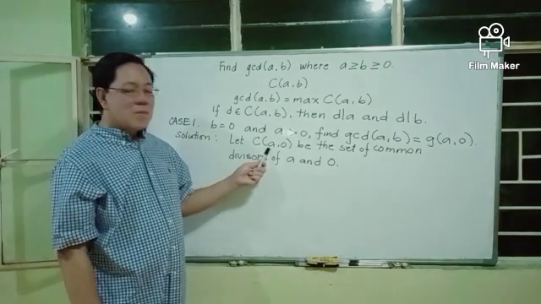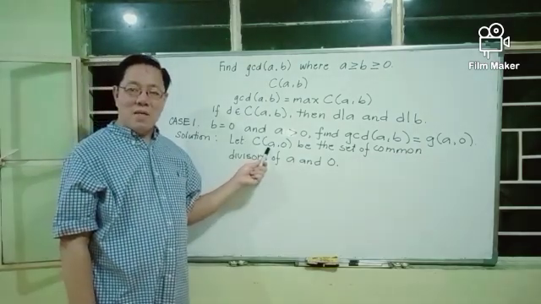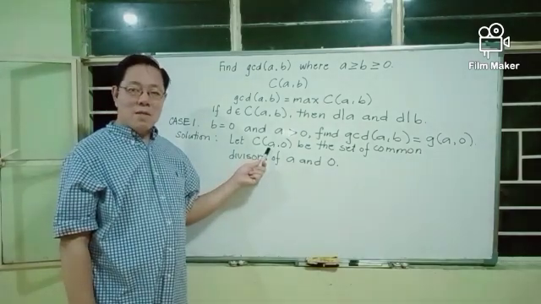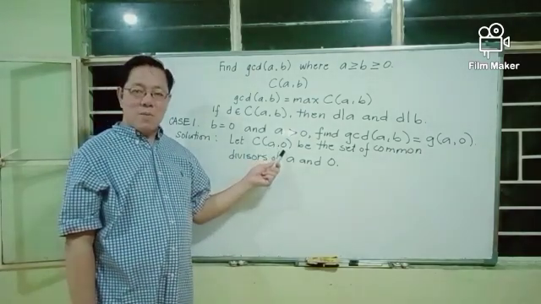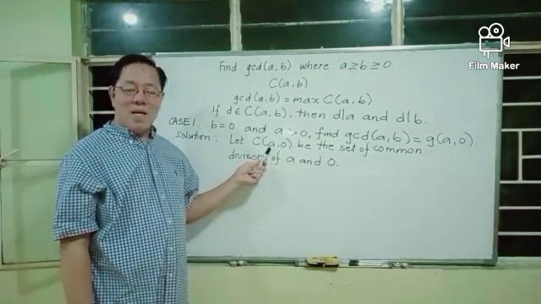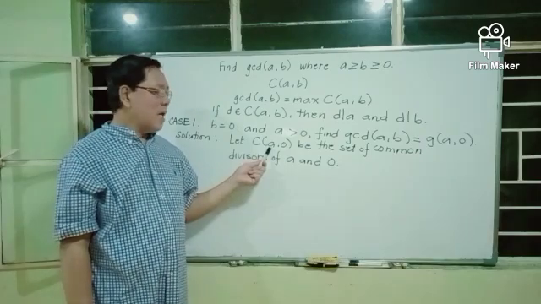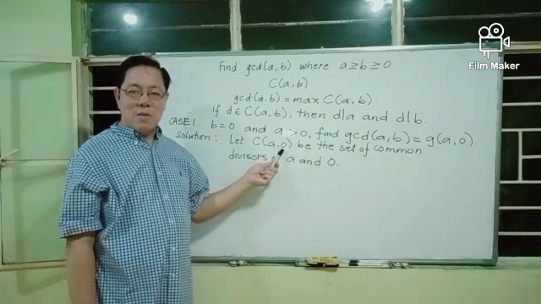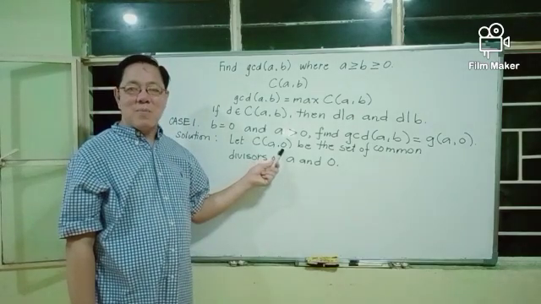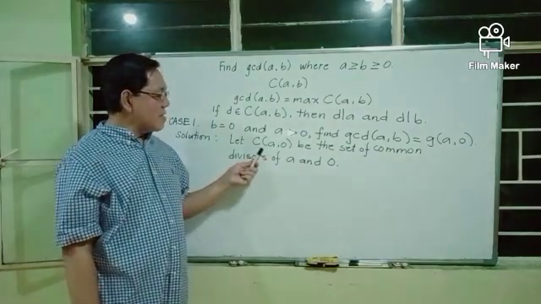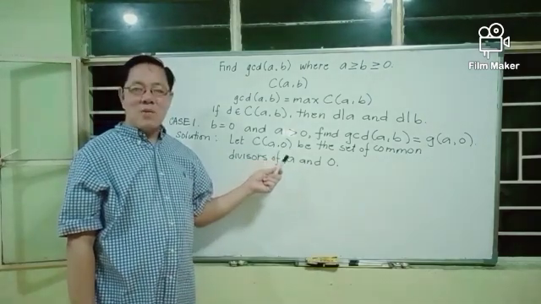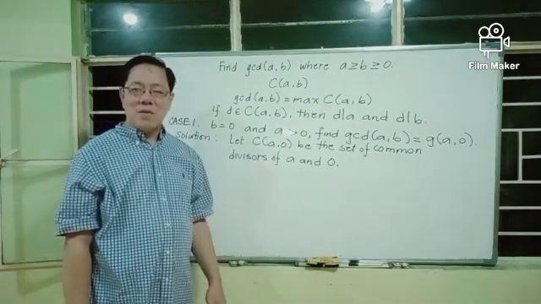But all the divisors of a, which are integers, including a, can divide 0. The divisors of a are integers, and all the divisors of a can divide 0 because every integer can divide 0. Therefore, this set of common divisors of a and 0 is actually the set of divisors of a.